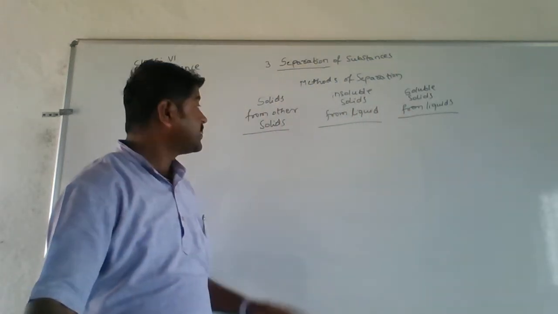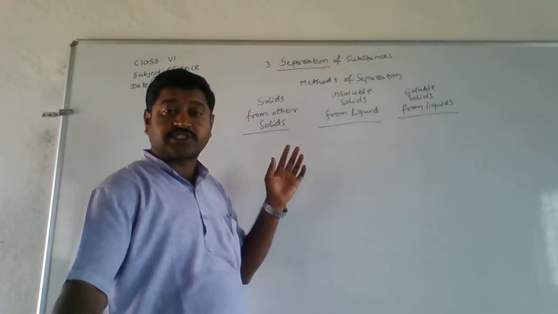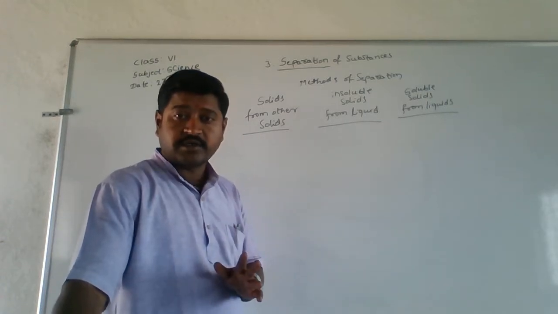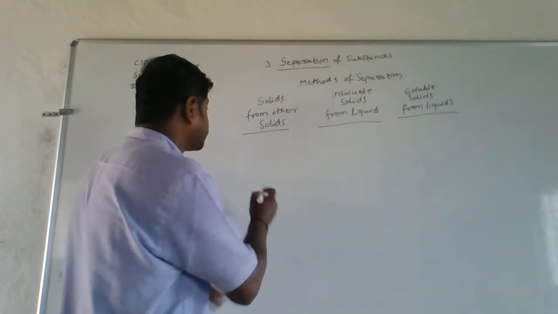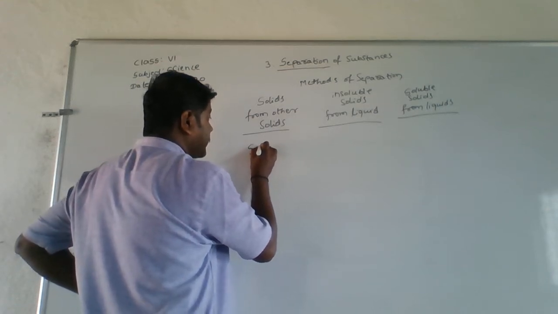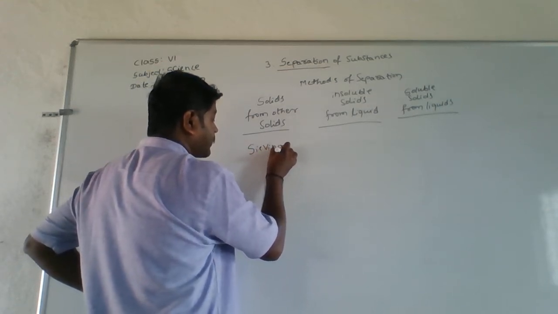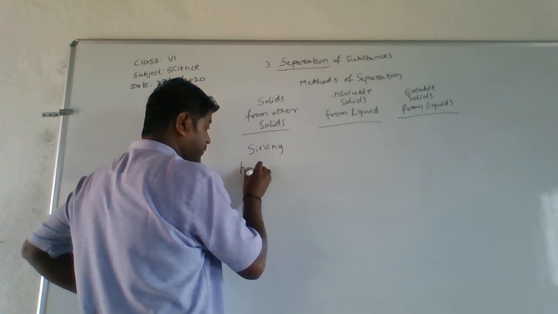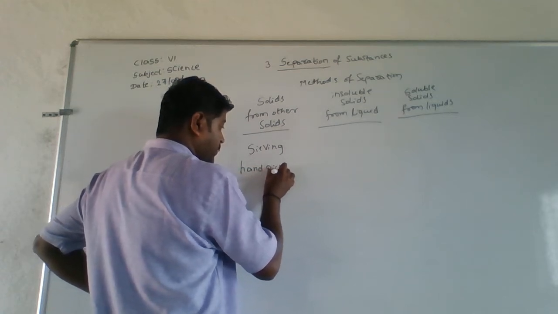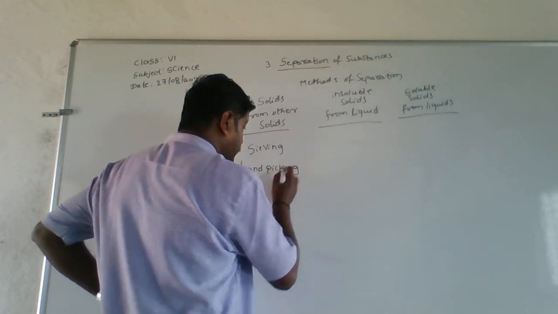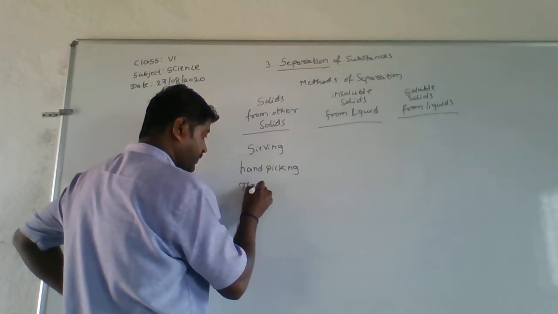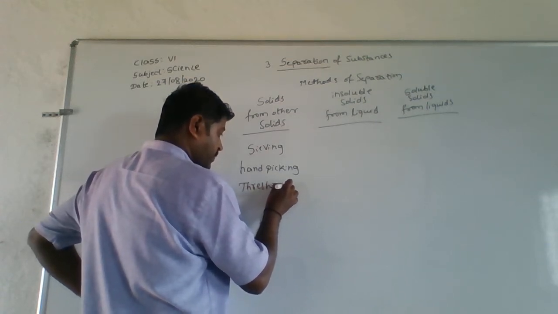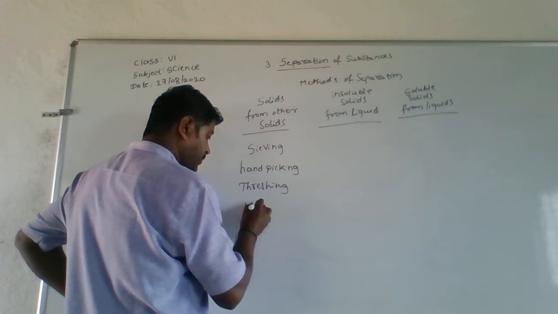So here, in this first category of separating solids from other solids, we have sieving, hand picking, threshing, and winnowing.